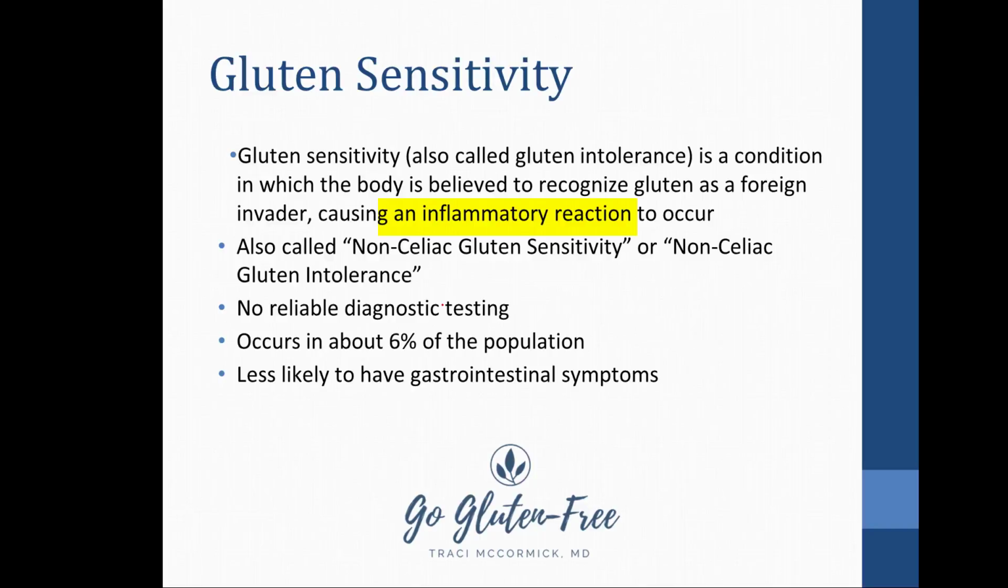And that inflammatory reaction is what causes the multitude of symptoms that can happen. And you can have those symptoms with celiac disease too, because the damage to the villi also causes leaky gut and allows all of these toxins in. And so that's why so much of it is overlapping.